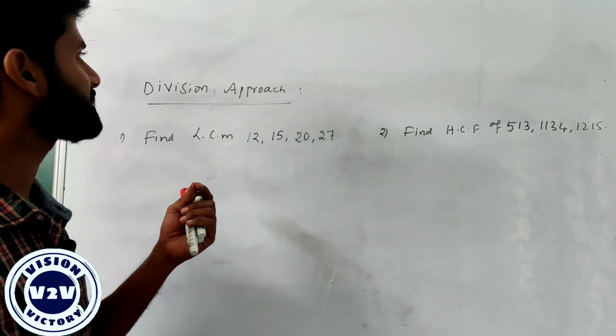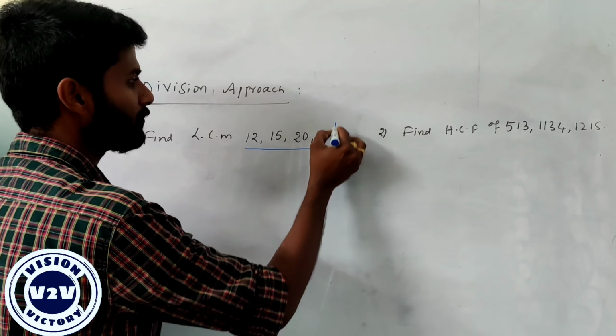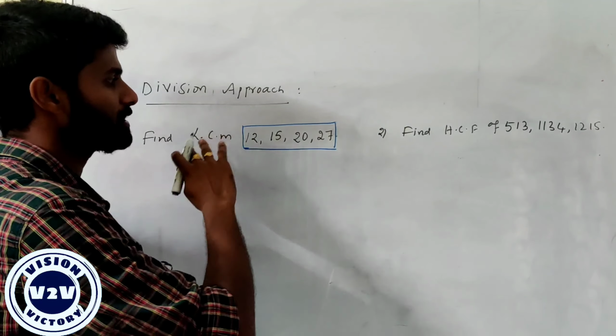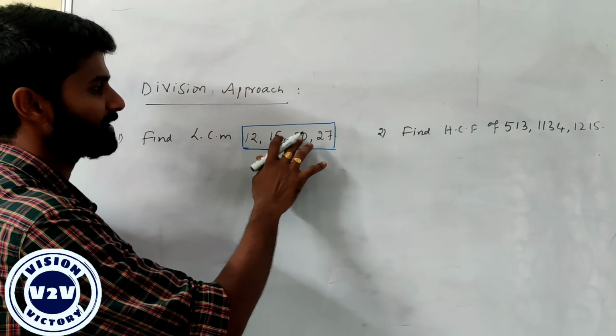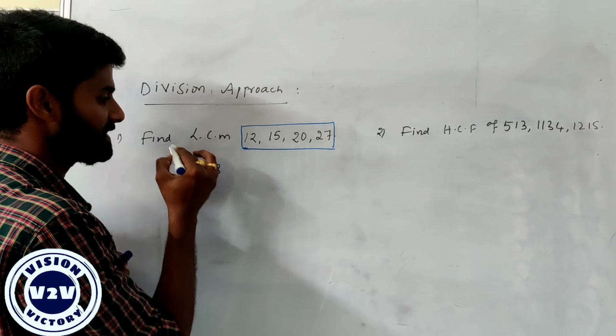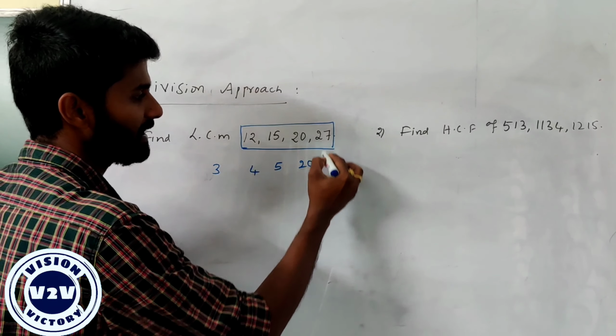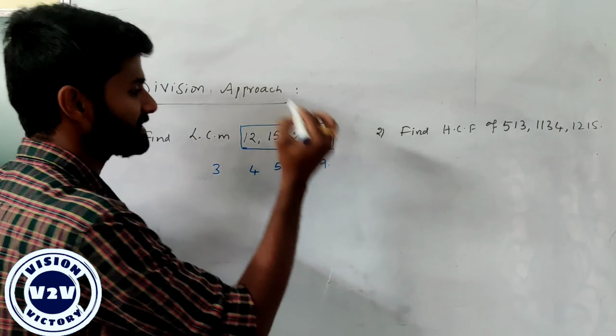See, the division approach for LCM and HCF. If you want LCM, out of all these numbers, we just go with a common thing. What is the common thing? 12, 15, 27 are exactly multiples of 3. So I just go with 3 here. 3 fours are 12, 3 fives are 15, 20 is common. Again 3 nines are 27.